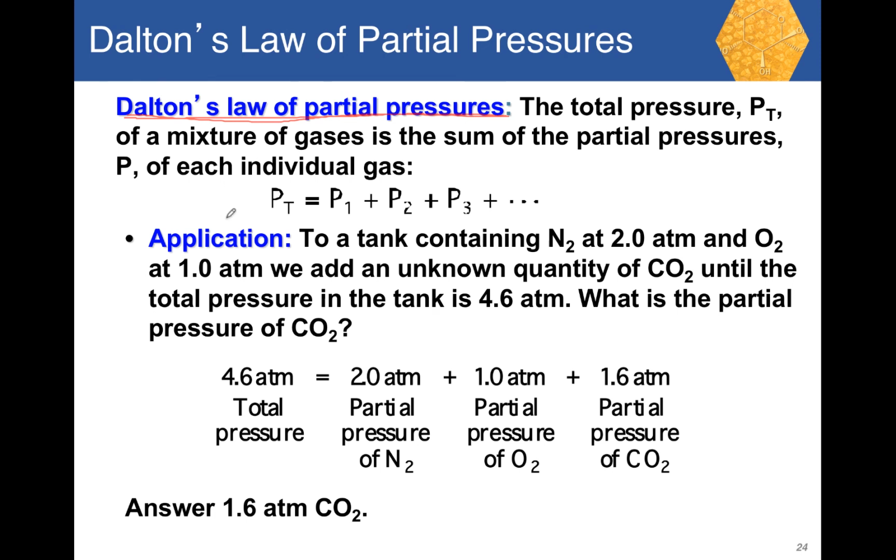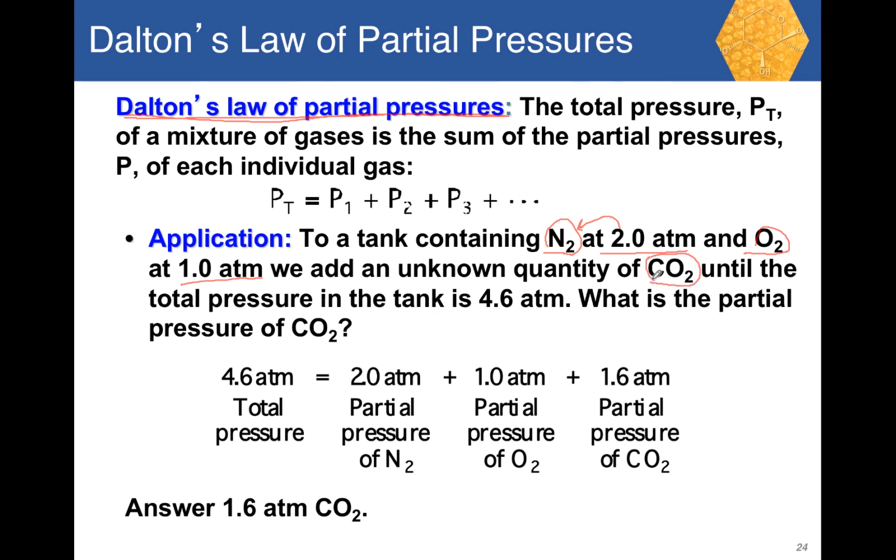So let's look at an application, and I think this will clear it up some more. To a tank containing N2, one gas, at 2 atmospheres, so that is the partial pressure of nitrogen. That tank also contains oxygen at 1 atmosphere, so that is the partial pressure of oxygen, and an unknown quantity of CO2 is added.